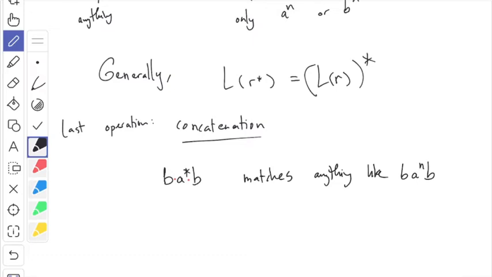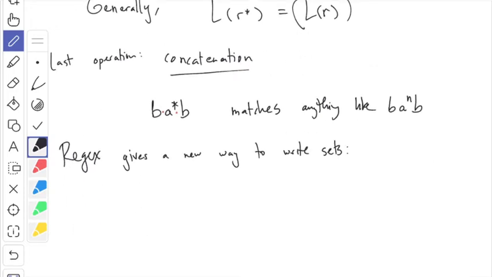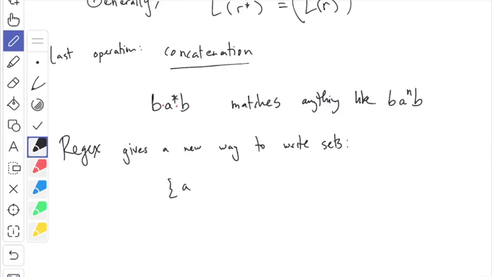Actually, we could express the set on the quiz as a regular expression, right? So let me just say regular expression gives a new way to write sets. For example, the set on the quiz was, what was it? A, B, X, A or B? I don't know. Doesn't matter. I'll put it A.